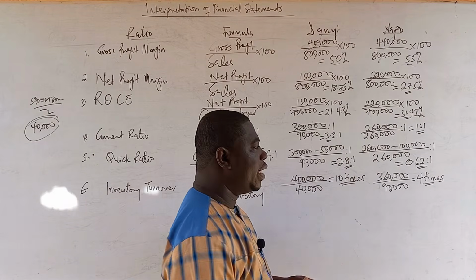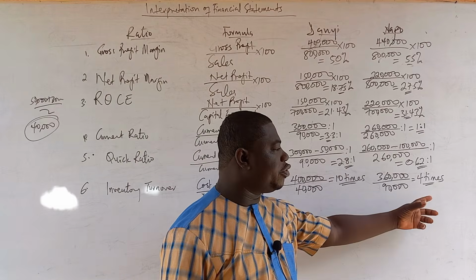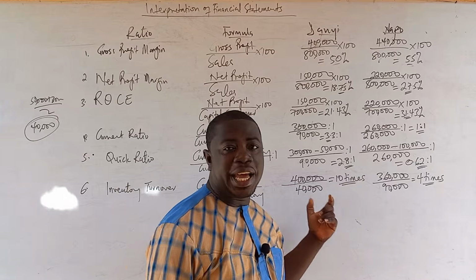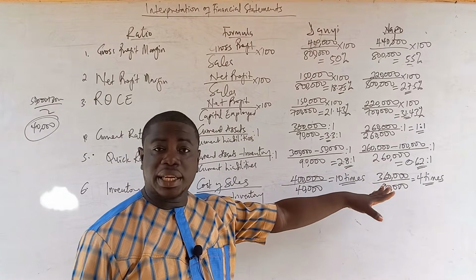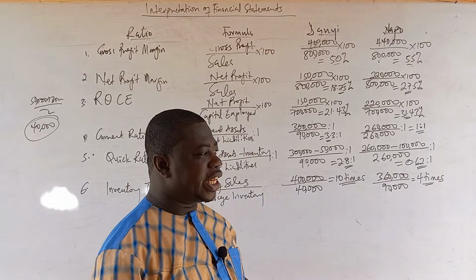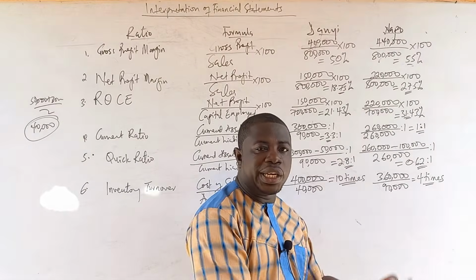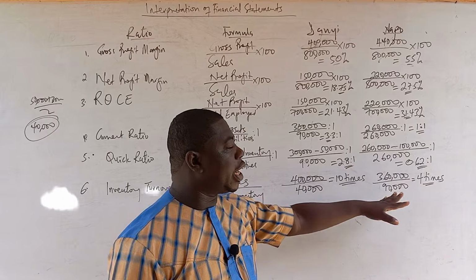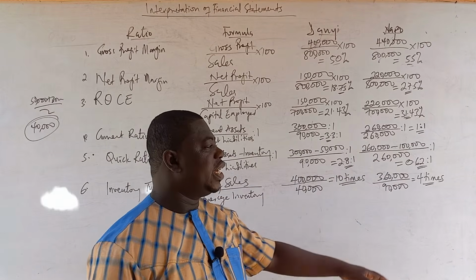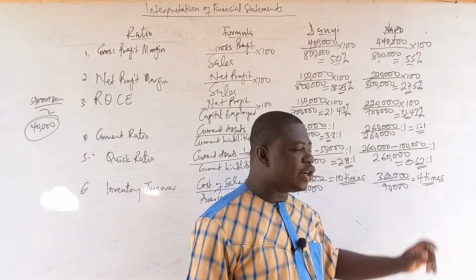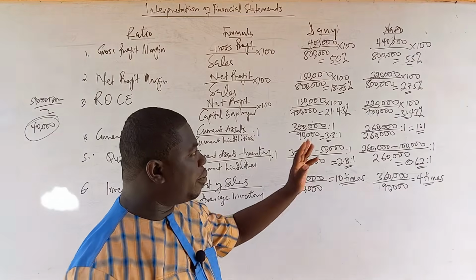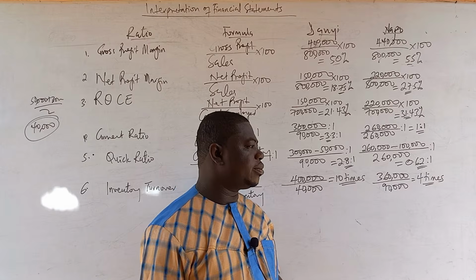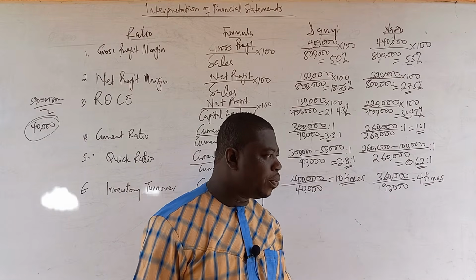So in a year, NAPO goes and brings in inventory 4 different times, but Danny goes 10 times. So Danny is better, because 10 times means that you are able to sell your inventories quickly and go in for more. But for NAPO, when they take one batch of inventory, they stay on it for a long time before they go for another one. So once they are operating in the same sector, we can say that Danny is doing better in terms of inventory turnover than NAPO.